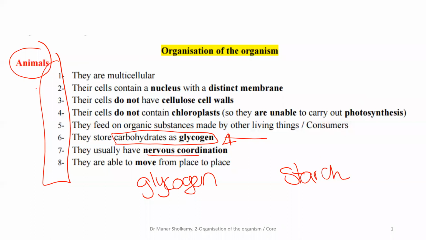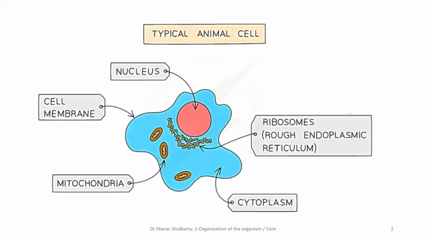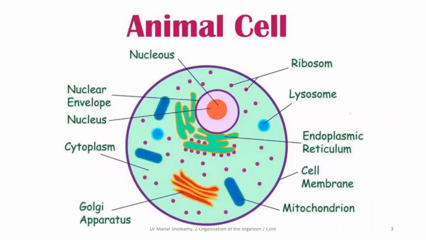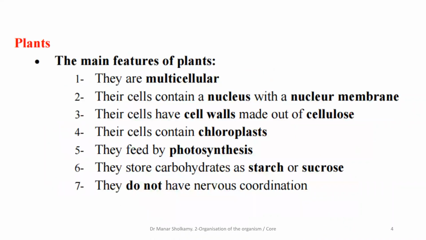Of course, we don't do photosynthesis. When you're hungry, you don't sit in the sun. When you're hungry, you go to the fridge and you eat. We are consumers. We did talk about the animal cell in detail. Plants, we did talk about plants. When they store carbohydrates, they store it as starch or sucrose, not glycogen.